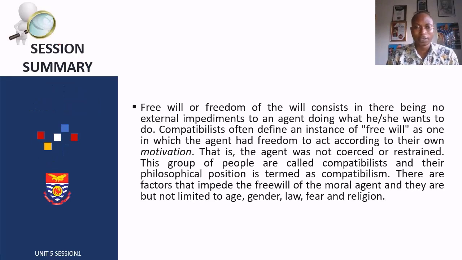What have we done? We are saying that free will or freedom of the will consists in there being no external impediment to an agent doing what he or she wants to do. Compatibilists often define free will as an instance where the moral agent had freedom to act according to their own motivation. That is, the agent was not coerced or restrained. This group of people are called compatibilists, and their philosophical position is called compatibilism. There are factors that impede the free will of the moral agent, and they are not limited to age, gender, law, fear, and religion.